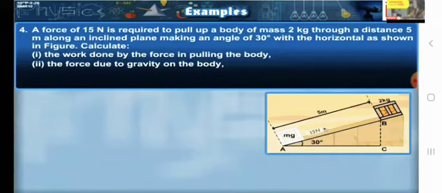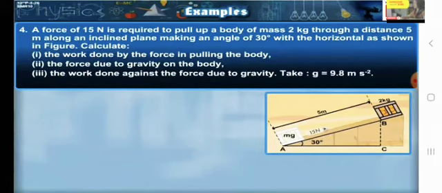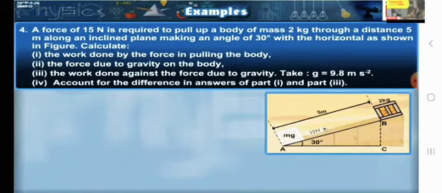Second, the force due to gravity on the body. Third, the work done against the force due to gravity. Take G is equal to 9.8 meter per second square. Fourth, account for the difference in answers of part first and part third.